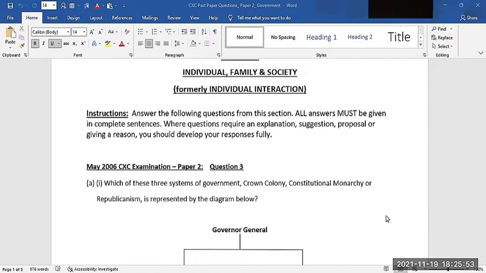Then we come past that, where these countries, especially those in the Caribbean, like Jamaica, Guyana, Barbados, all the countries we know today, Bahamas, were independent nations, fought for their independence and got it. And so by virtue of that, their system of government changed. Now they became constitutional monarchies.